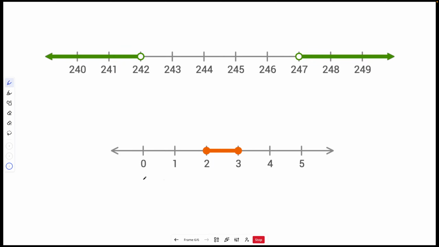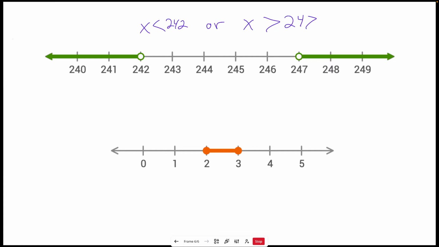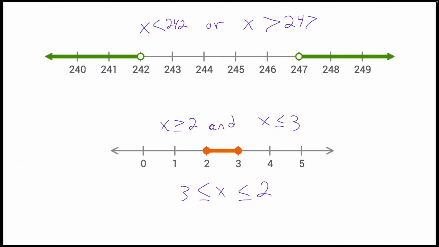Okay, now that you've had time to work these problems, let's check your solutions. Okay, for the first problem, this is an or statement because they're going opposite directions. X has to be less than 242 and x has to be greater than 247. Both of these are open circles, so no lines underneath the inequality symbols. And for the second problem, either answer here, you could use the word and. This answer is fine, or you could write it as a single statement.